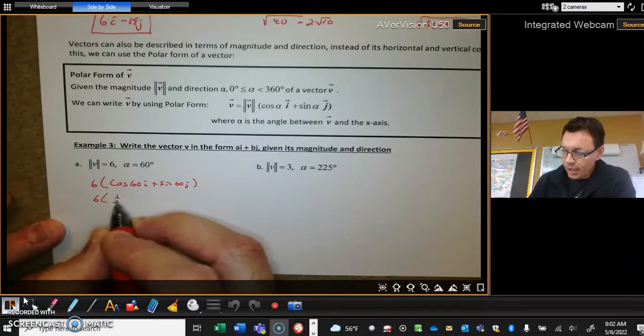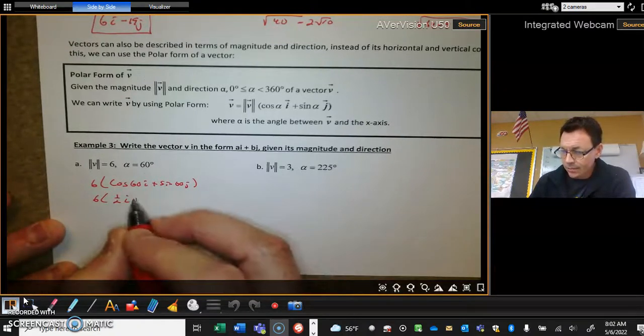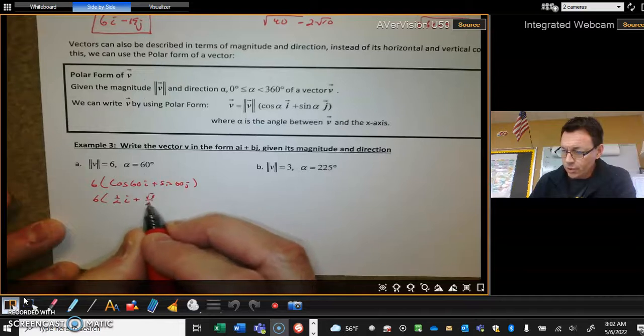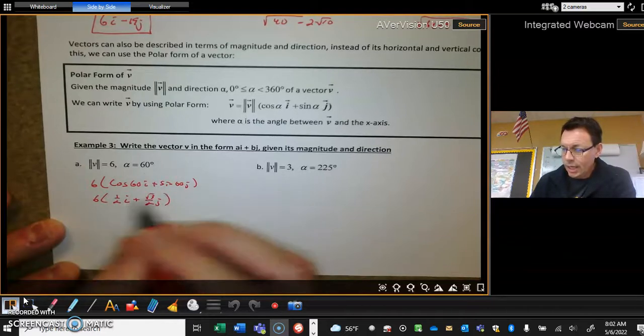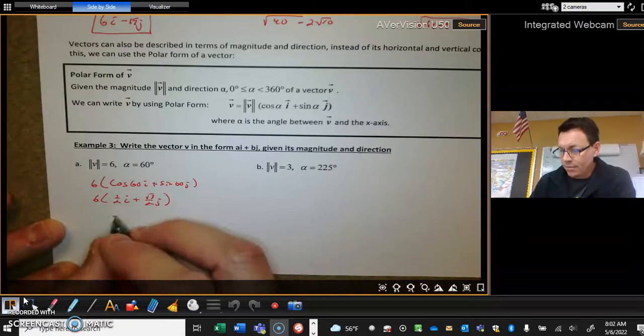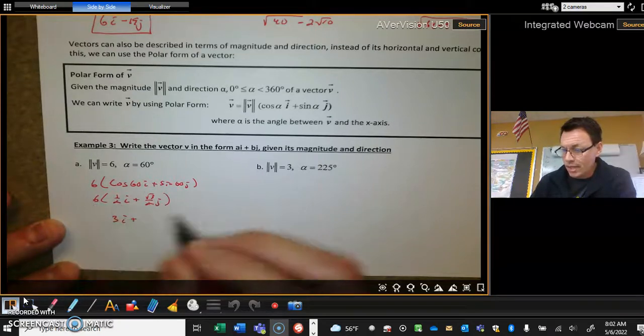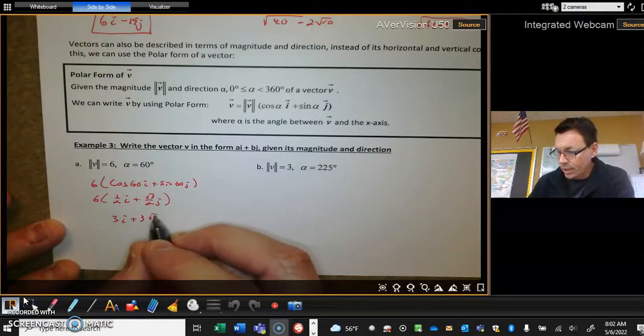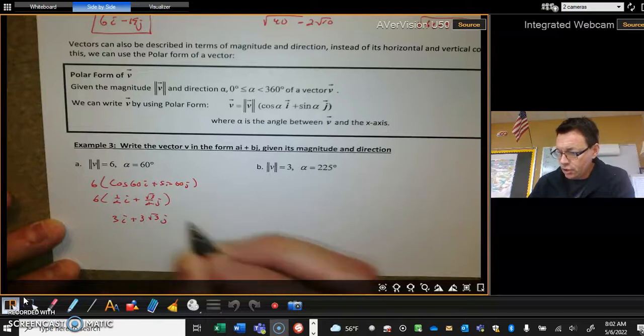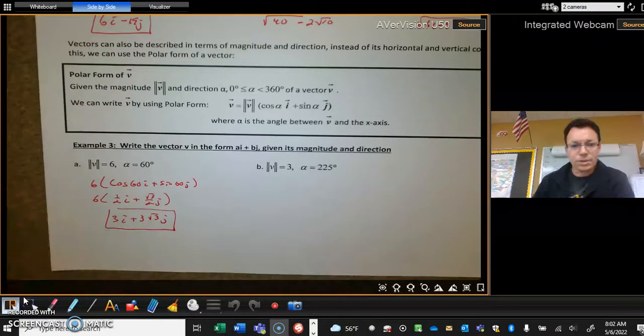Cosine of 60 is 1/2, so there's going to be an i there. Sine of 60 is radical 3 over 2. There's my j, and then distribute it. 6 times 1/2. 6 times, well, again, that 2 and that 6 are going to reduce. So 3 radical 3 j. And that's your answer.